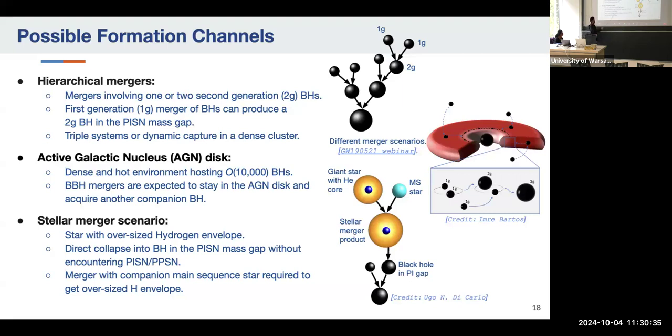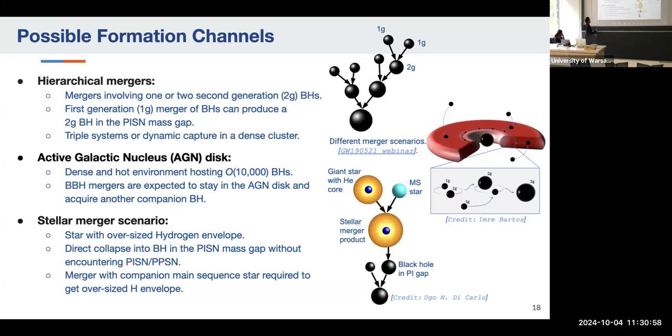The other interesting mechanism is in an active galactic nucleus. When a supermassive black hole is accreting, it can provide a very dense environment and trap tens of thousands of black holes in its accretion disk. And in this disk, we can have a hierarchical merger system. This is some sort of an AGN collider, which is colliding black holes, and it can give us heavier black holes.